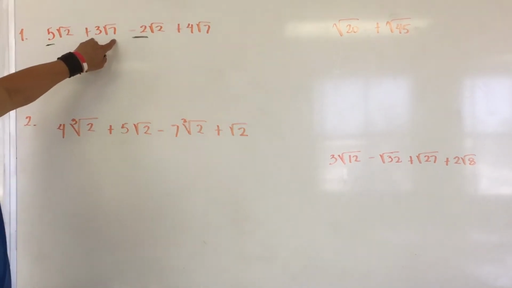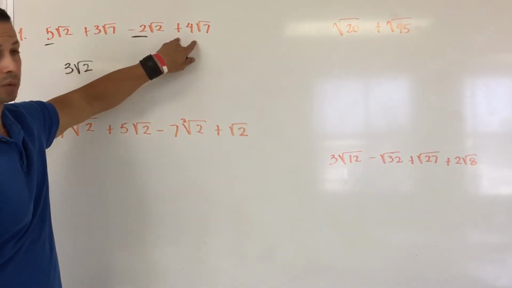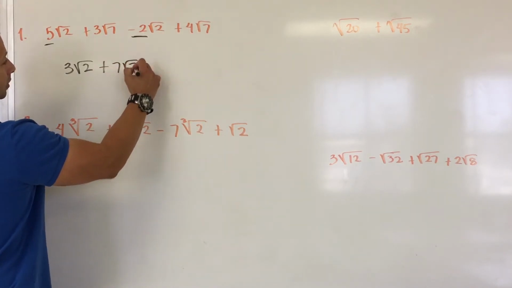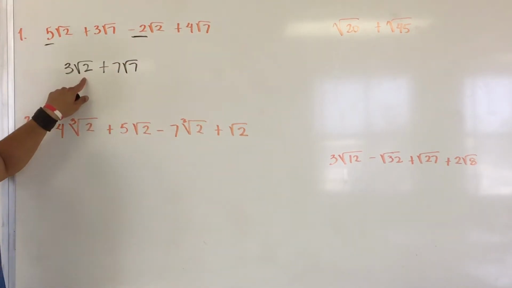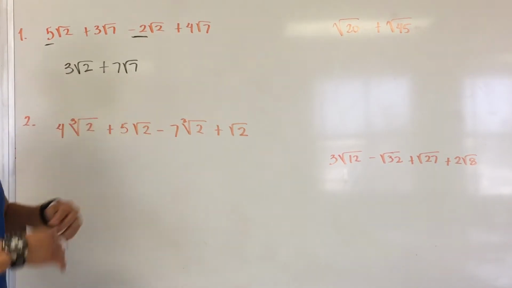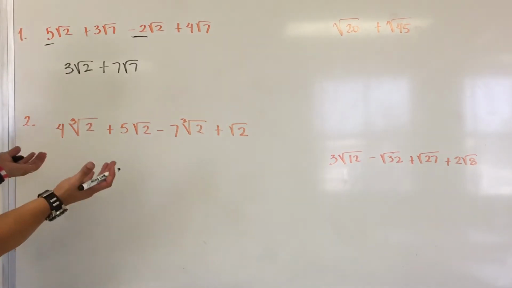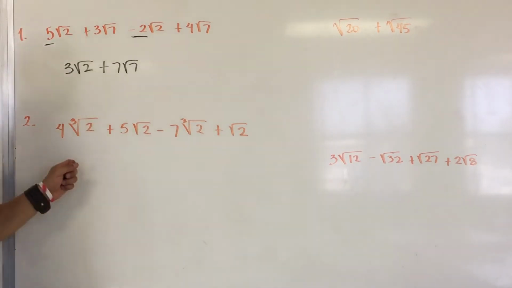Same thing here, 3 radical 7 plus 4 radical 7. Well, that's going to give you 7 radical 7. Now, if you notice, the radical 2 is different from a radical 7. They're irrational values, so that's all we can do. That's how we simplify it. Same thing with number 2.